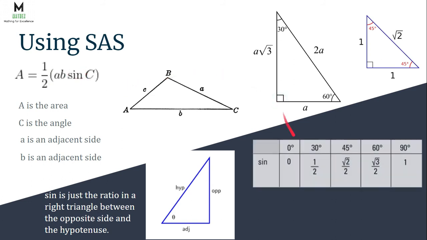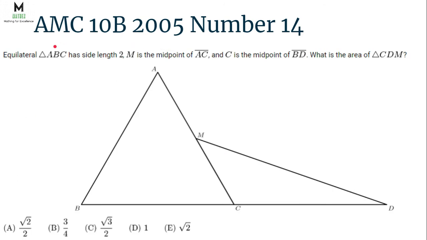So here's a table of all the sines we already know. Let's try this method out on an example problem. In this case, our example problem is number 14 from the AMC 10B of 2005. It states that equilateral triangle ABC has a side length of 2, with M being the midpoint of AC and C being the midpoint of BD. And it's asking for the area of CDM.